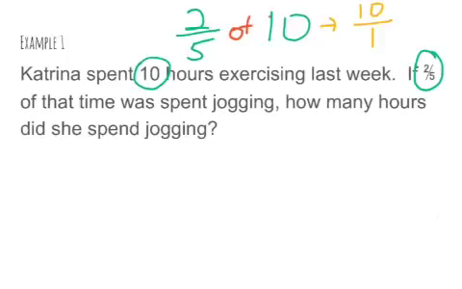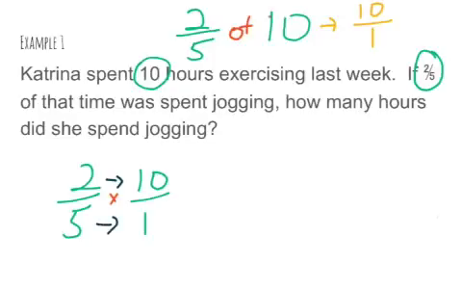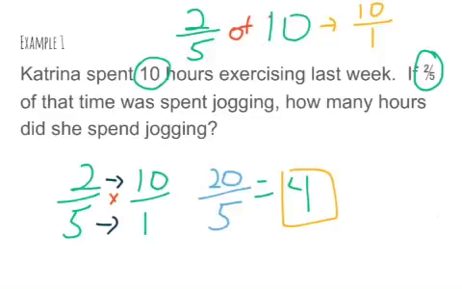So let's look at this fraction. It's going to be 2/5 times 10, or 10 over 1 as another fraction. And again, we simply multiply the numerator times the numerator and the denominator times the denominator. So we have 2 times 10, which is 20, and we have 5 times 1, which is 5. Now, we have an improper fraction of 20 over 5, so we're going to simplify that by dividing the numerator by the denominator, and 20 divided by 5 equals 4. So we know that Katrina spent 4 hours jogging.